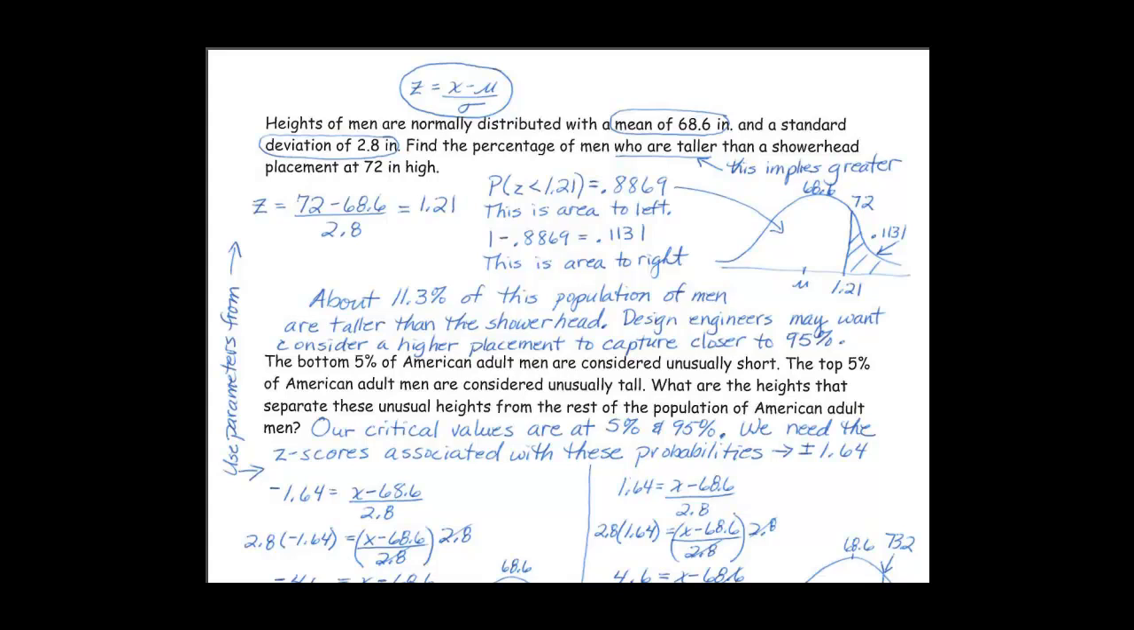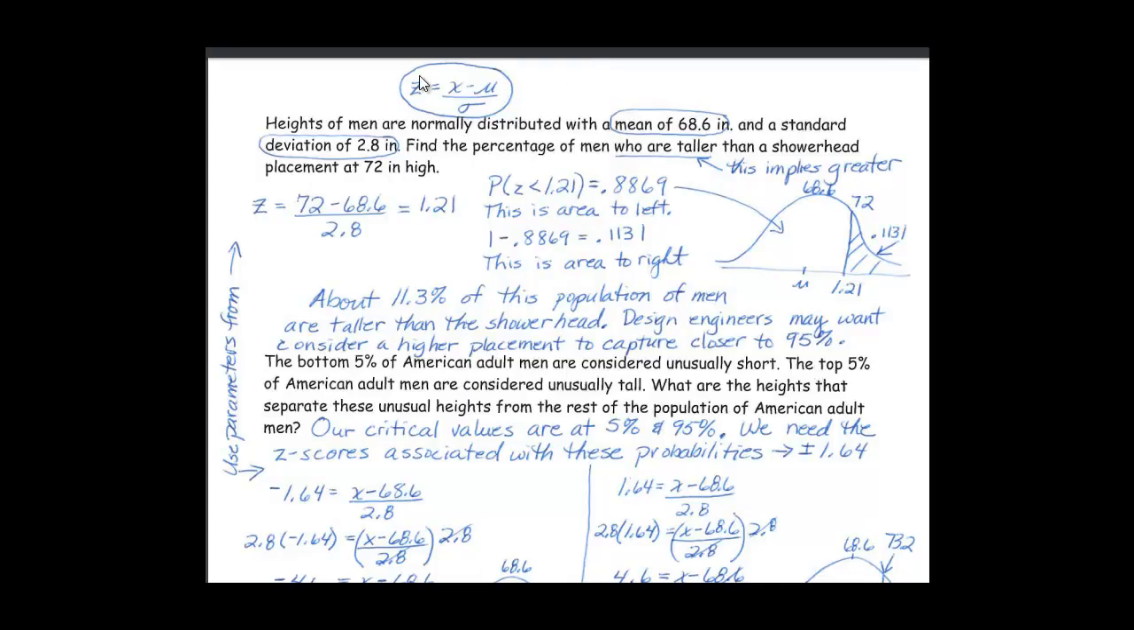Okay, we're going to continue working with applications that have to do with the normal distribution and using the Z-score formula. This whole page is dealing with different height issues. Heights of men are normally distributed with a mean of 68.6 inches and a standard deviation of 2.8 inches. Find the percentage of men who are taller than a showerhead placed at 72 inches high.